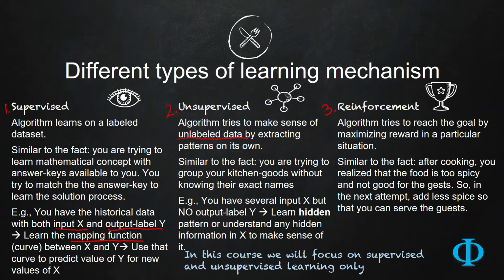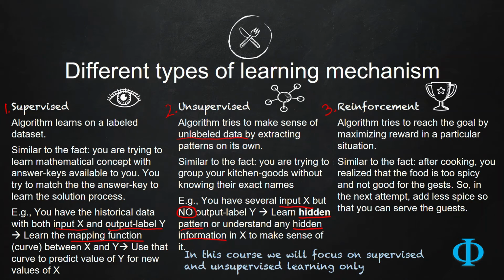In case of machine learning, let's say you have several input X, however, you do not have any output label Y. Now, what you have to do from this dataset, you have to learn the hidden pattern or understand some hidden information in X to make sense of that data. That's unsupervised learning. And well, in this entire course, we will focus mostly on this supervised and unsupervised learning algorithm only.